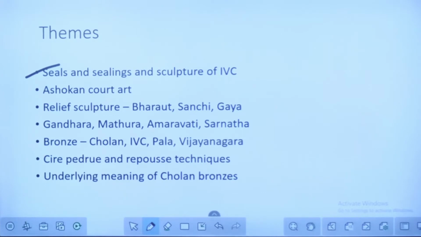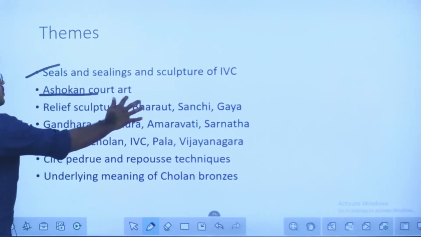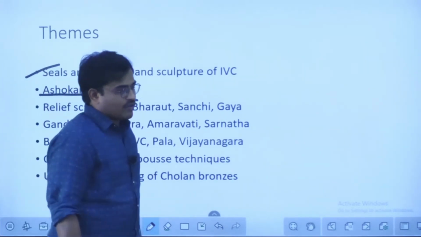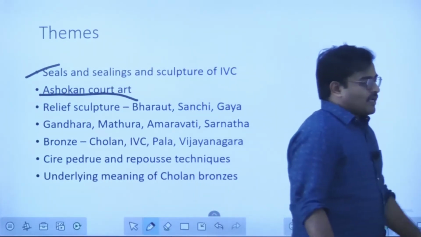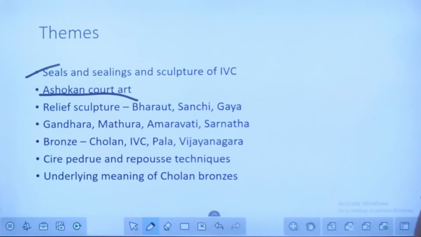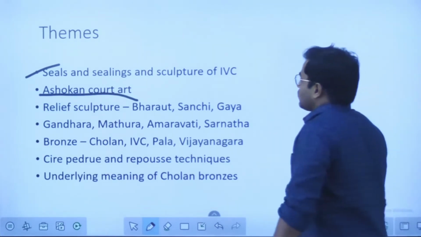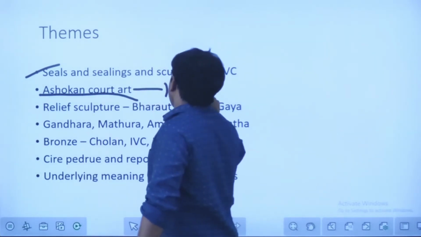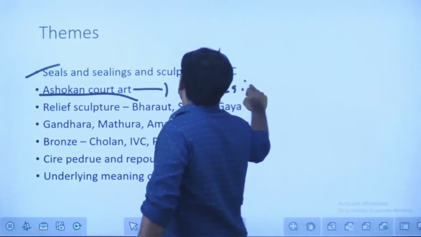Then after that, they can ask a question on Ashokan court art. There is a definite possibility of a question, because our Sarnath pillar itself is picked. The emblem of India is also picked from this. But here there is a good possibility for them to link it with the religious themes.